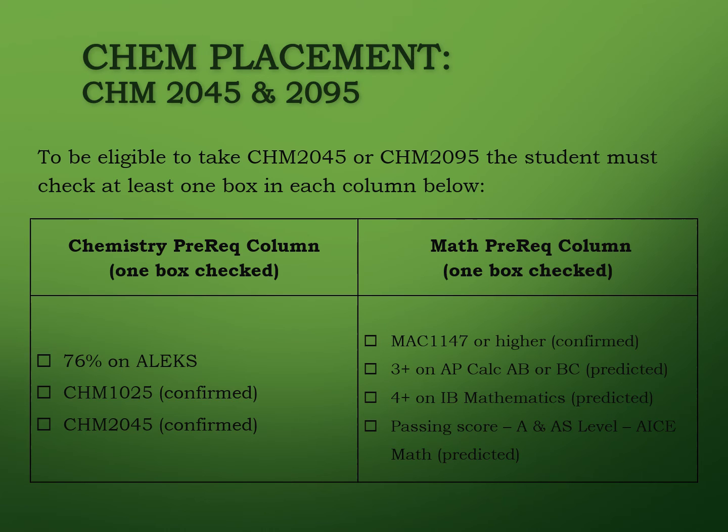Just as a reminder from what you learned in class, you need to have one box checked in each of the columns. You've got our chemistry column and you've got our math column. There are a couple of different boxes available to check in each. There needs to be a checkbox on each side. And you'll notice that there is no 75% on ALEKS on the right side. The math prereq column has to have some sort of class, whether it's MAC 1147 through dual enrollment, or AP Calc, or IB, or ACE, whatever it might be. But something has to exist course-wise for the student to be able to take Chem 2045 or 2095 in the fall.